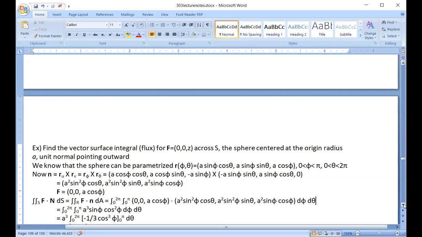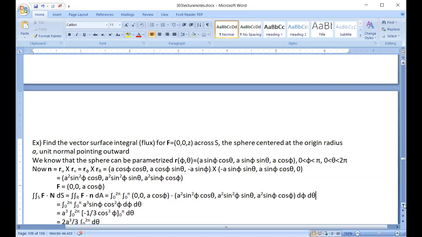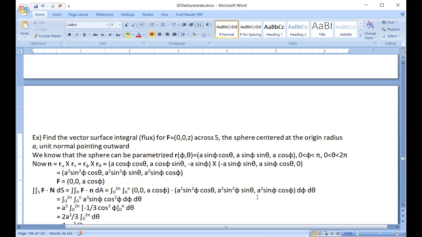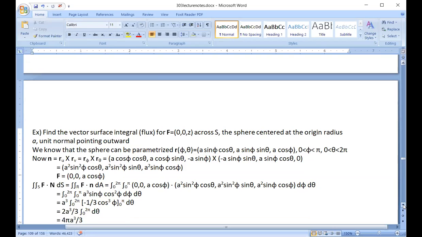And a cubed is the constant, so that pulls out. And so from that, you get 2/3, and 2/3 also a constant, so that just pulls out. And I get the integral from 0 to 2 pi of d theta. That's just theta from 0 to 2 pi, so it's just 2 pi. So combine the constants, and you get 4 pi a cubed over 3. So there's our first example of calculating a vector surface integral, also called a flux integral.